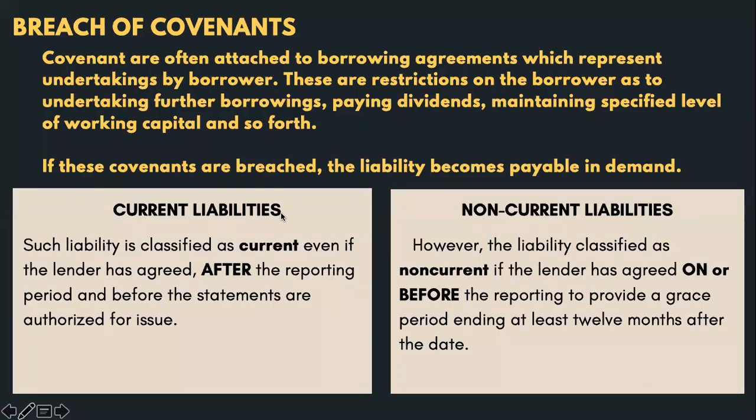Next, breach of covenants. What do we mean by covenants? Covenants are often attached to borrowing agreements and represent undertakings by the borrower. These are restrictions on the borrower as to undertaking further borrowings, paying dividends, maintaining a specified level of working capital, and so forth. In short, covenants are the agreement between you and the lender.